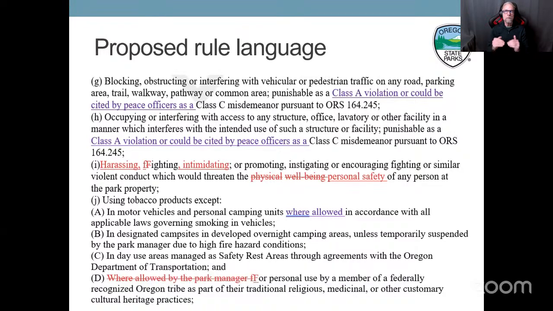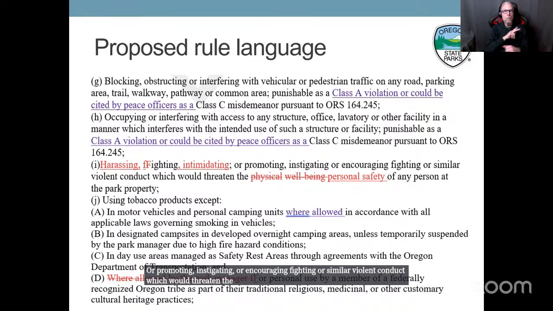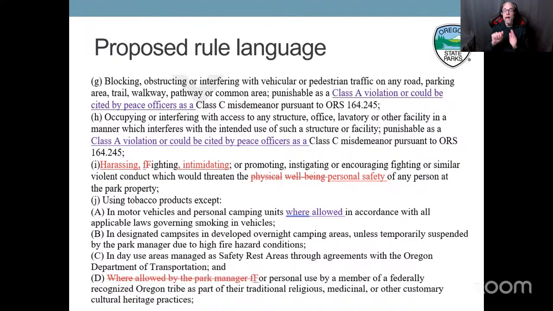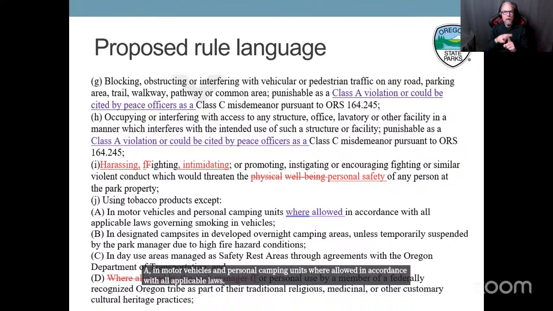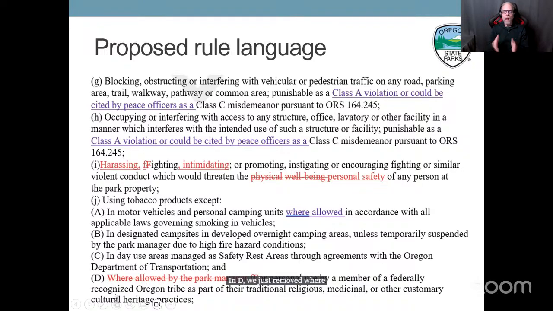I, we added the words harassing, fighting, intimidating, or promoting, instigating, or encouraging fighting or similar violent conduct which would threaten the personal safety of any person at the park property. A, in motor vehicles and personal camping units where allowed in accordance with all applicable laws. In D, we just removed where allowed by park manager.